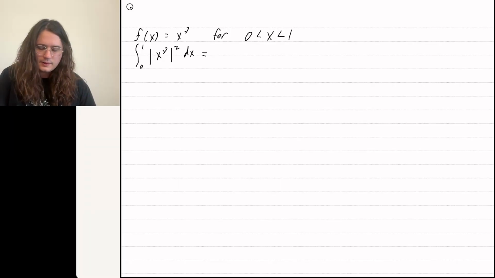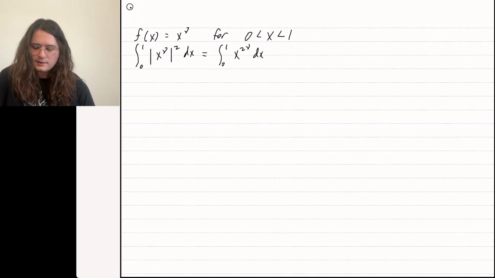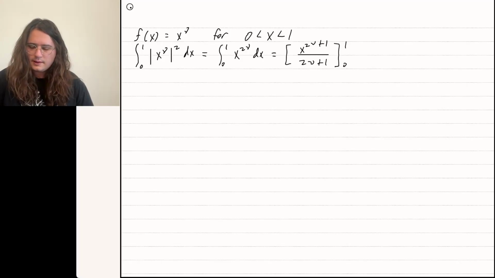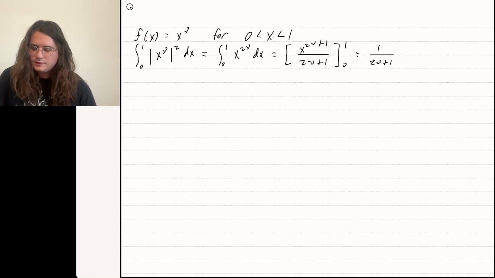Doing the square modulus real quick, it is going to be x to the 2 nu, and then doing the integral of that, you get x to the 2 nu plus 1 over 2 nu plus 1, evaluated from 0 to 1. Then you plug in the endpoints, so 1 just gives you a 1 up top, and 0 would give you 0, so that's the result of the integral.